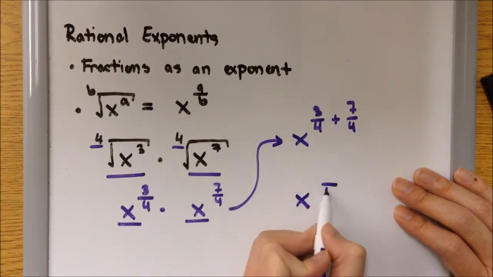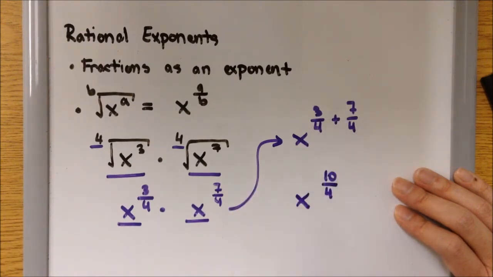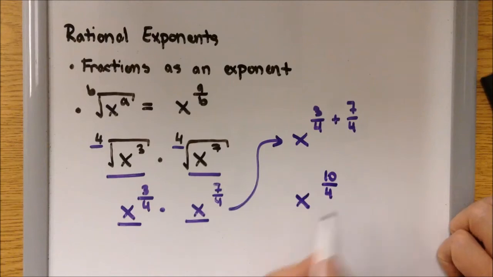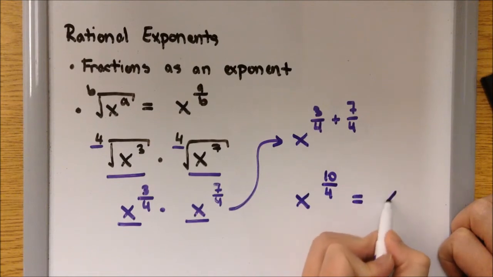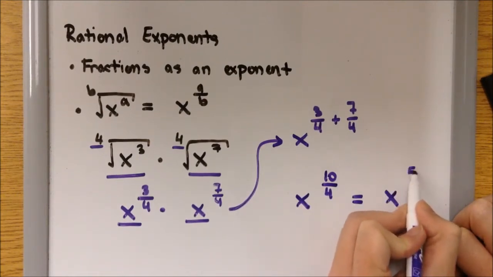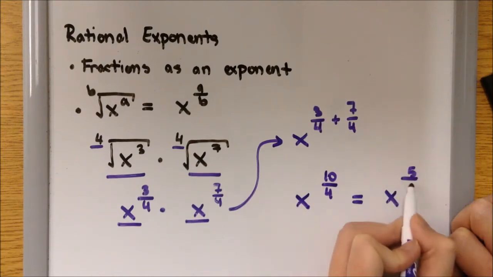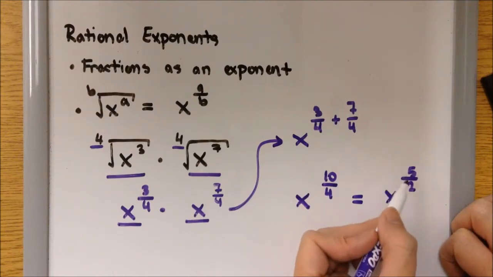The denominator stays the same, so 4. So 3 plus 7 will be 10. Now, I can simplify that fraction because 10 and 4 are even numbers, so I can simplify by 2. So it's still going to be x. So 10 divided by 2 is 5, and then 4 divided by 2 is 2. So x to the power of 5 over 2.